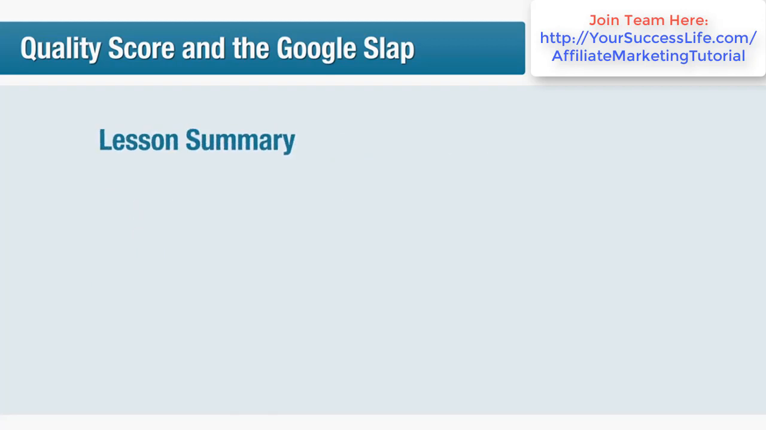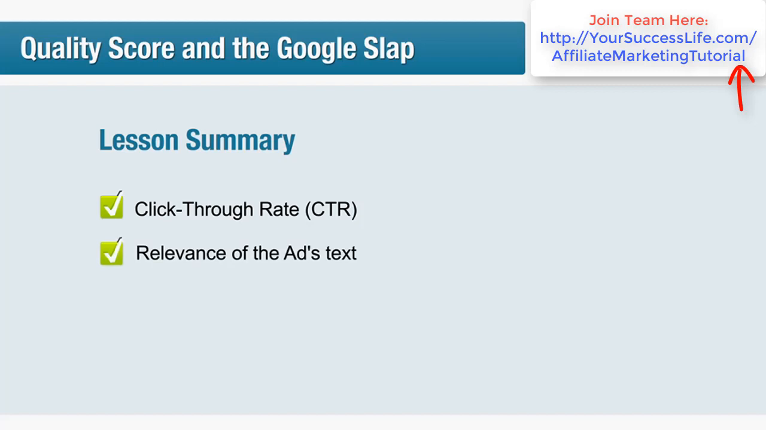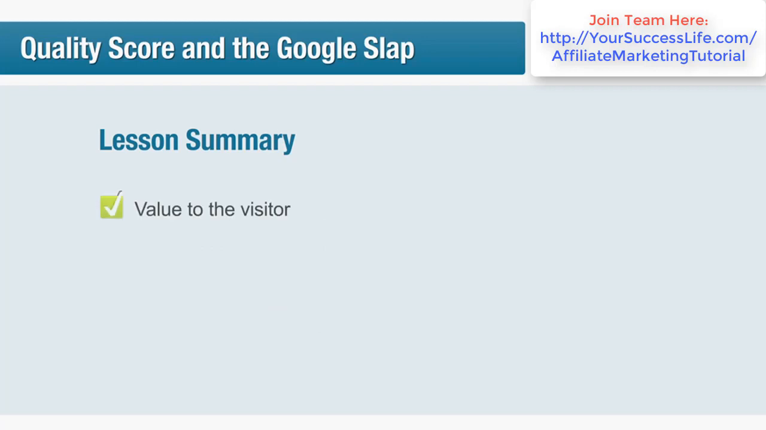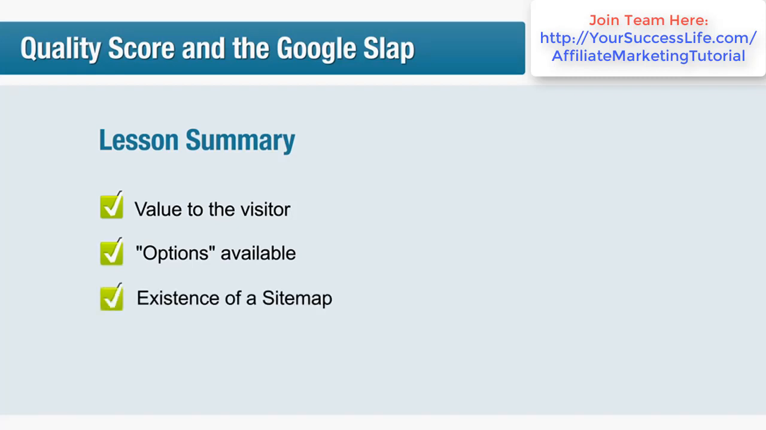We've looked at how Google calculates the quality of your ad and landing page, what the Google slap is, and how to avoid it. Some of the qualities Google assesses about your ads include the click-through rate, CTR, relevance of your ad's text, relevance of your keywords, and some of the aspects that Google evaluates your landing page on include locations of the keywords, value to the visitor, options being available to your visitors, and an existence of a sitemap.